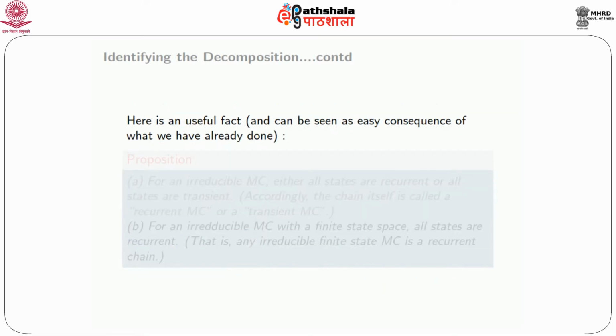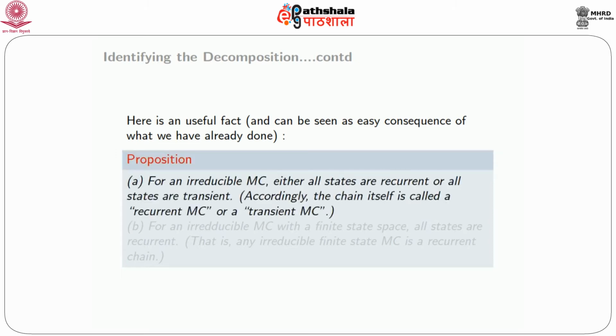Now here is an easy, useful fact, which is an easy consequence of what you've seen: if you have an irreducible Markov chain, either all states are recurrent or all states are transient. That of course comes from the fact that recurrent states can only lead to recurrent states. And in that case, the chain itself is called a recurrent Markov chain or a transient Markov chain.